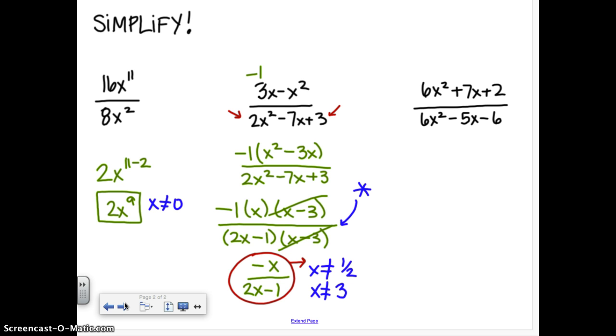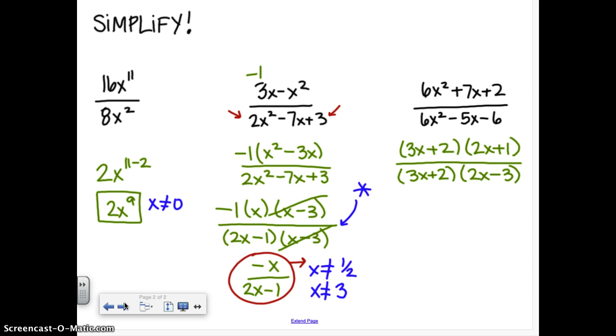Last one, leading coefficient looks good, leading coefficient looks good, no GCF, so I'm just going to straight up factor. Now, once again, if you don't see how this factors, then you have to make sure you ask for help. If you cannot factor that, you need to ask for help. Quadratic formula is not an option. You have to be able to factor.